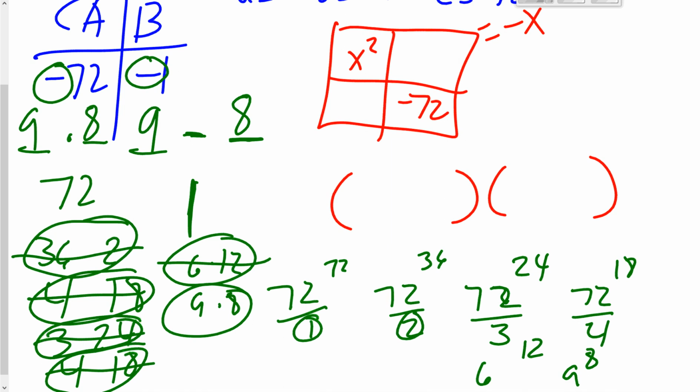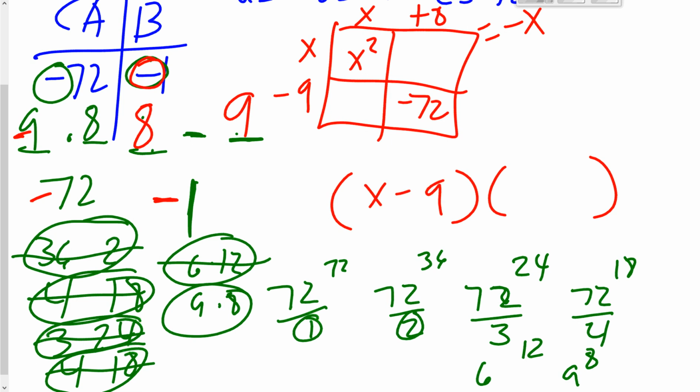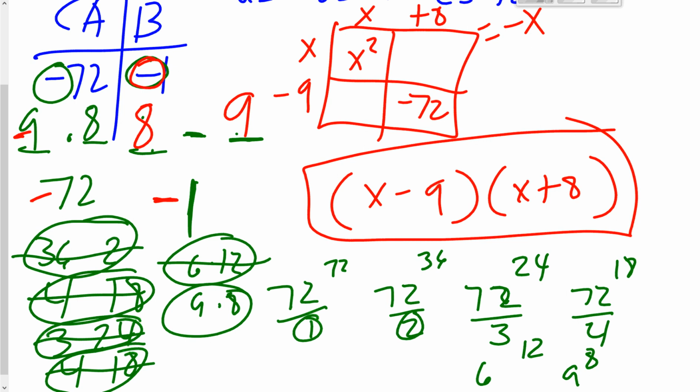Now we can deal with these negatives. So 9 minus 8 is 1, but we want a negative 1, right? So that means that I need to switch these two. Put the 8 in front, the smaller number in front, followed by the bigger number. So that means the negative is in front of the 9, so I need to put a negative in front of 9, and that equals a negative 1, and negative 9 times 8 is a negative 72. So we have negative 9 and a positive 8. And then what times what is x squared? X and x. So then we have x minus 9 and x plus 8. That is our factored form.